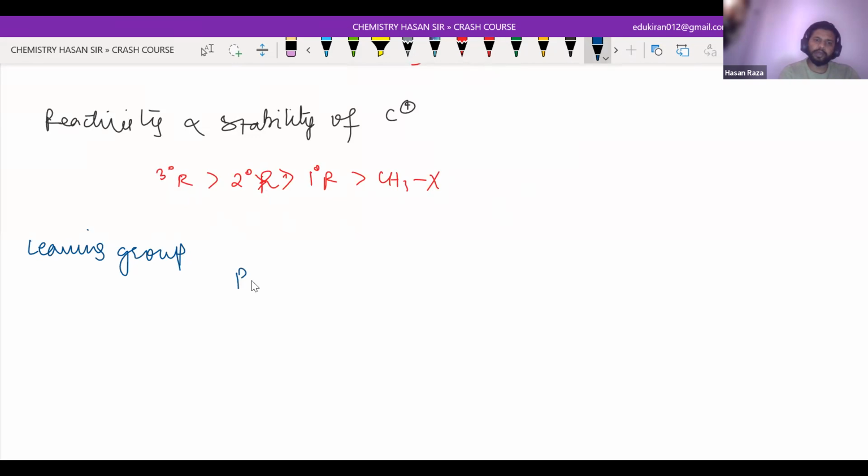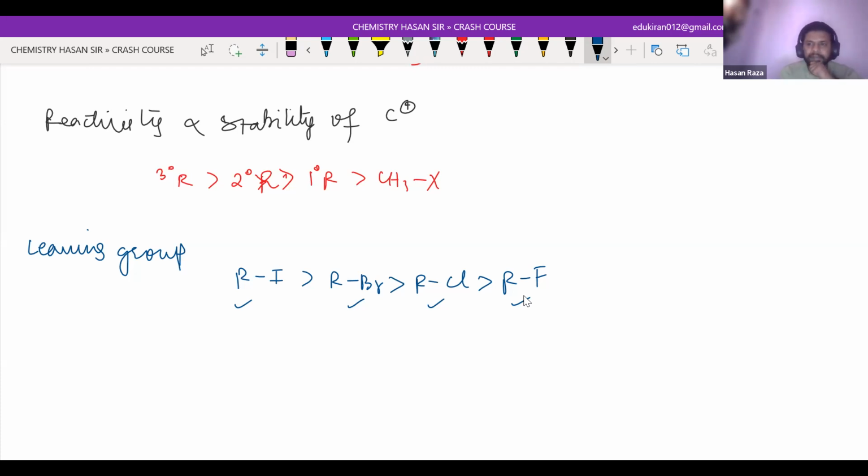So leaving group, you know that RI is greater than RBr, greater than RCl, greater than RF. So basically, the bond which is lengthier will be easily releasing itself. That's why RI, RBr, RCl, RF. So there are a lot of questions on the basis of reactivity towards SN1 and SN2. We will discuss it. For SN2 also, it is 3-degree, 2-degree, 1-degree, and if the degree is same, then iodide, bromide, chloride, and fluoride. Is that clear?